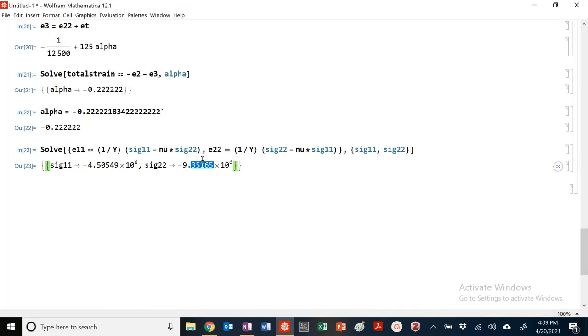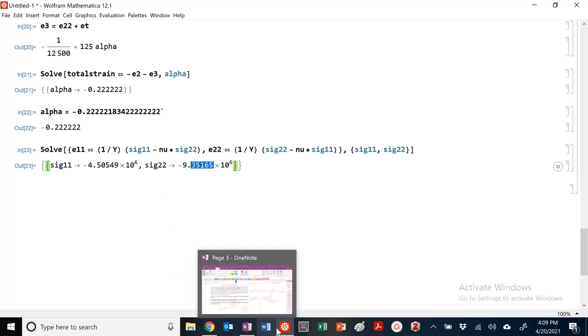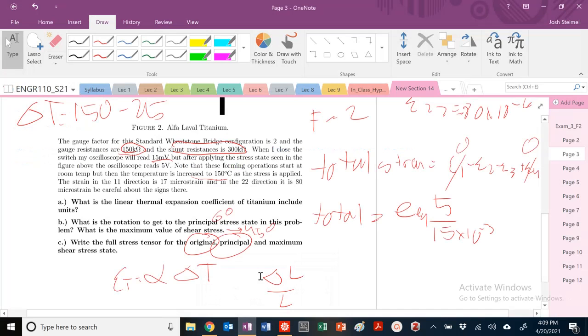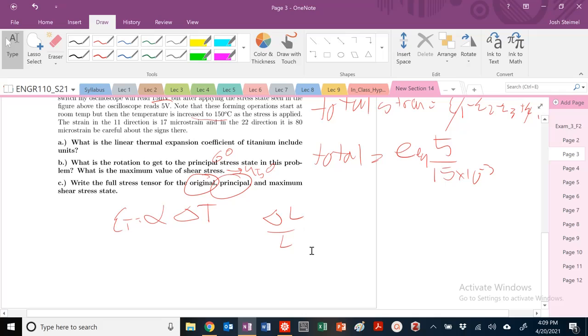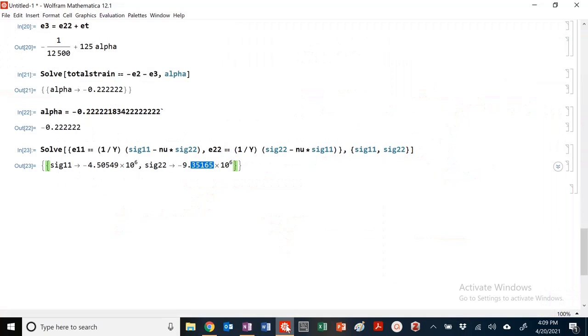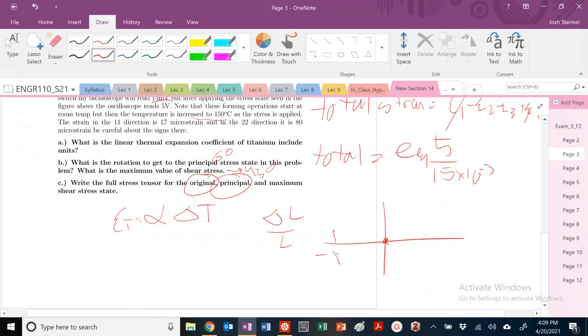As we expected, there are negative stresses. We're good to go. So that's my sigma 11, that's my sigma 22. Now the only thing we have left is my shear stress value. So we have one stress value 0, and you saw this is basically minus 4, minus 9 megapascals, MPa.